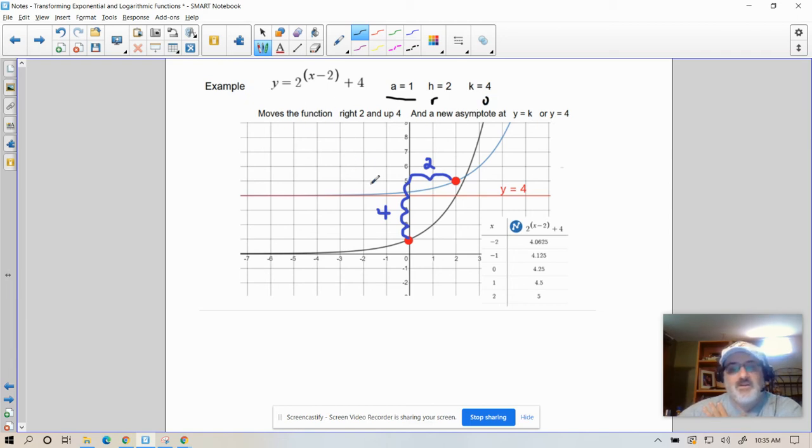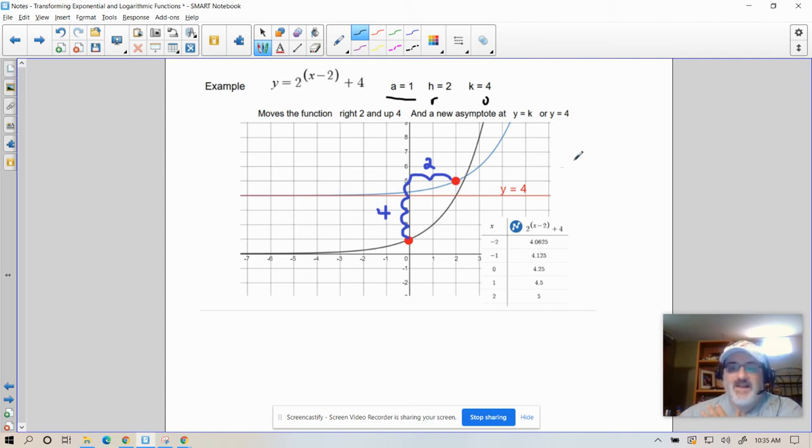So I'm going to take my key point, which is, again, 0, 1. It's not 0, 0 for our exponential. 0, 1, I'm going to move it up 4 units, and then to the right 2 units. And here's my new function. I just draw the exact same thing, but with a key point at 2, 5.